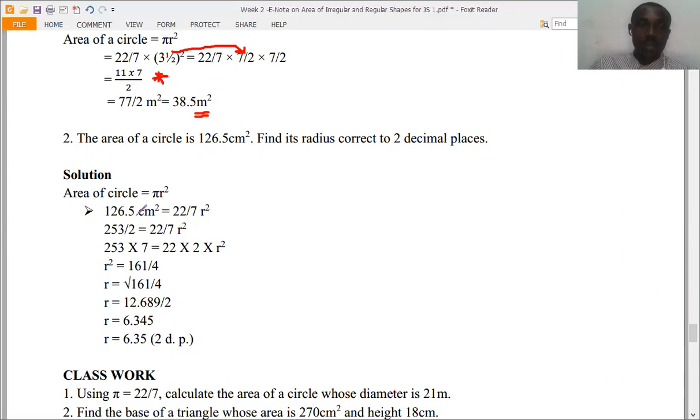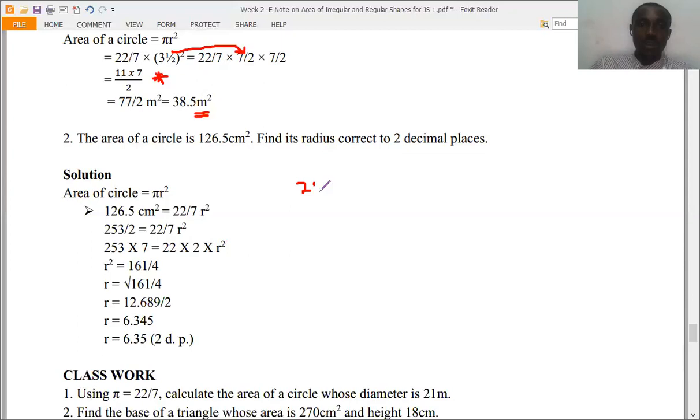126.5 is the same thing as 253 divided by 2. Okay, that is when you convert this to an improper fraction, which is equal to 22/7 r squared. So 253 times 7 equals 22 times 2 times r squared. Do you know what has happened here? We cross multiplied.